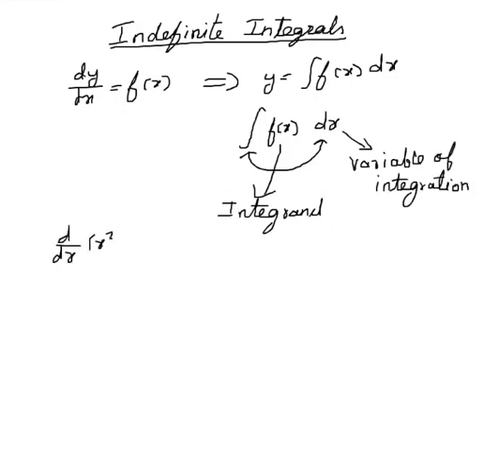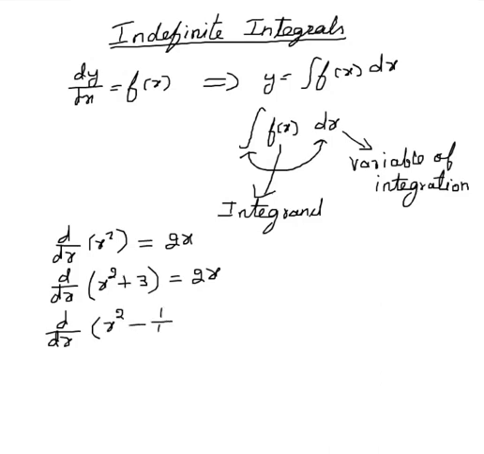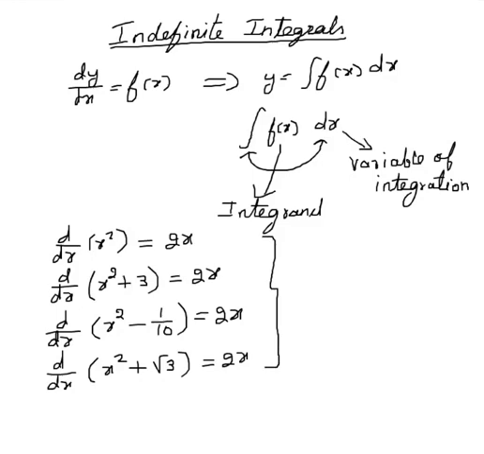d by dx of x square is 2x, we know. d by dx of x square plus 3 is also 2x because the derivative of 3 is 0. And d by dx of x square minus 1 by 10 also gives 2x. d by dx of x square plus root 3 is 2x. So for so many functions, the derivative is the same, 2x.